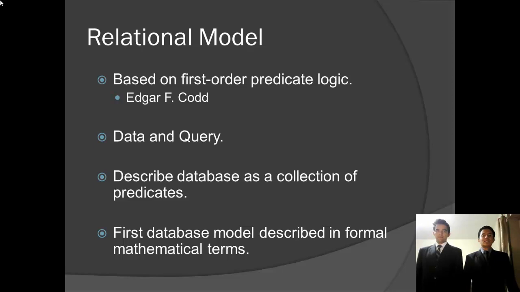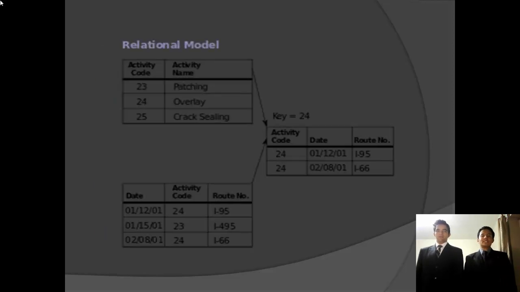The relational model's central idea is to describe the database as a collection of predicates over a finite set of predicate variables, describing constraints on the possible values and combinations of values. The content of the database at any time is a finite model of the database. The relational model was the first database model described in formal mathematical terms. As we can see, this is an example of a relational model.